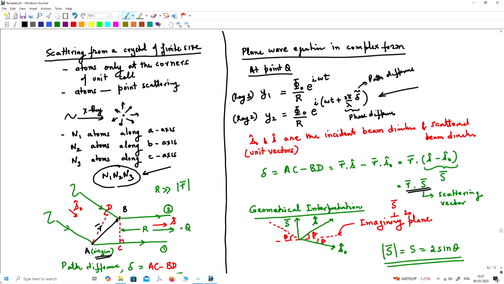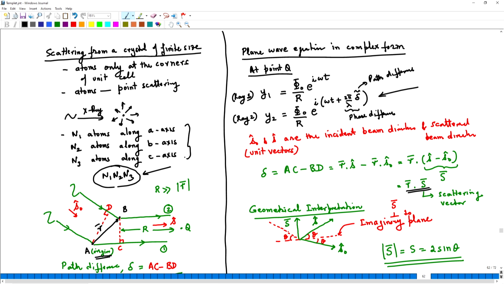In the last lecture, we had started looking at scattering from a crystal of a finite size, and in this we assume that there is a crystal which has n1 atoms along the A axis, n2 atoms along the B axis, and n3 atoms along the C axis. The way we visualize this scattering is, let us consider a lattice point at an origin marked as A, and another lattice point at point B, whose location is given by the vector r, as one can see from this figure.